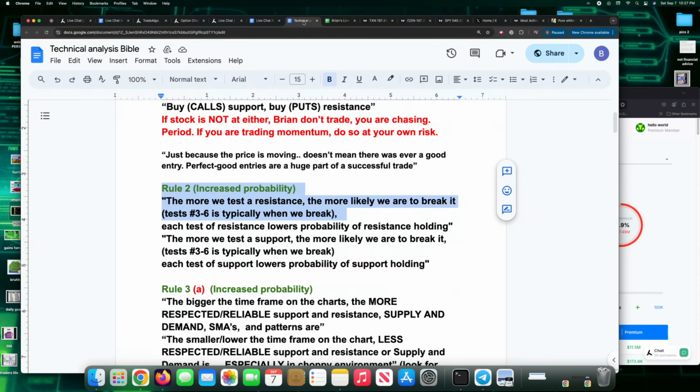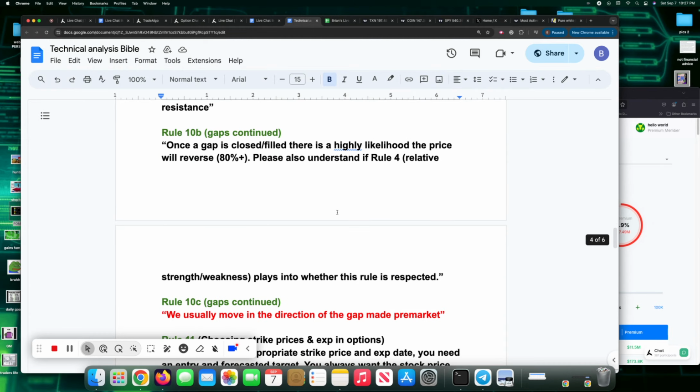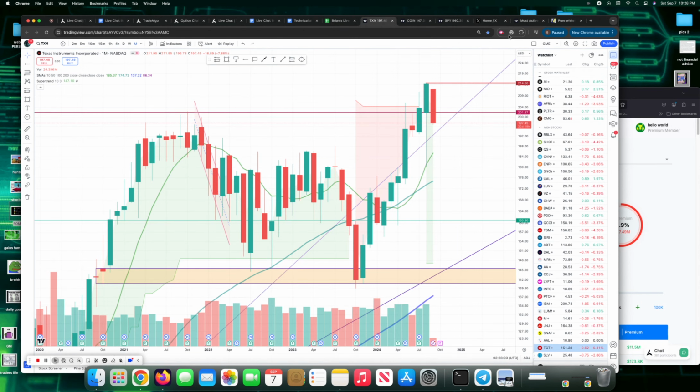So rule 3 of my technical analysis Bible, obviously the monthly time frame. The monthly time frame is a big time frame. It's probably the biggest one that I use. I don't use yearly time frames. Of course, it's going to be respected. And also the one we just saw not too long ago, rule 12: the first touch of a major support, or first touch in a while or a long time, is typically the strongest bounce. Look what happened over here, guys.